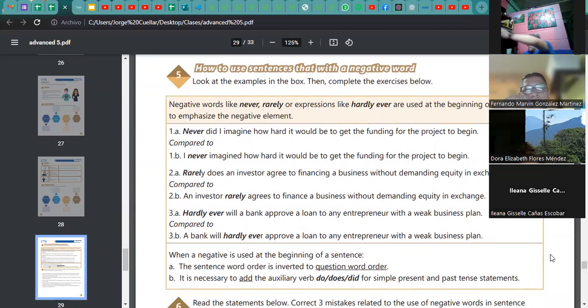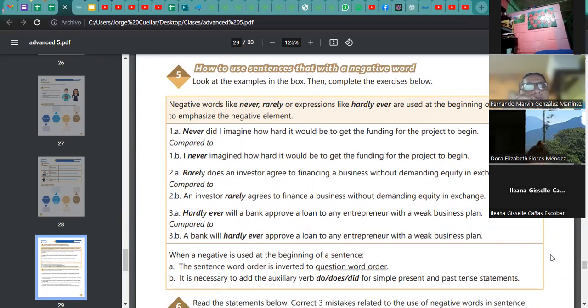Negative words like never, rarely, or expressions like hardly ever are used at the beginning of a sentence to emphasize the negative element. 1A, never did I imagine how hard it would be to get the funding for the project to begin. Compared to 1B, I never imagined how hard it would be to get the funding for the project to begin.